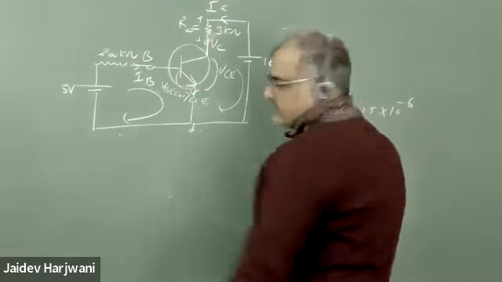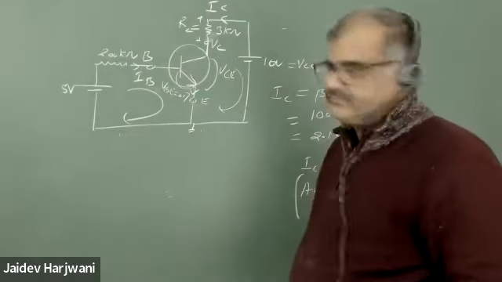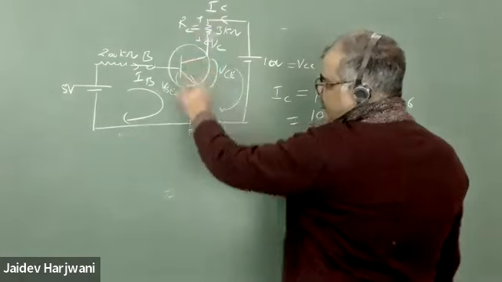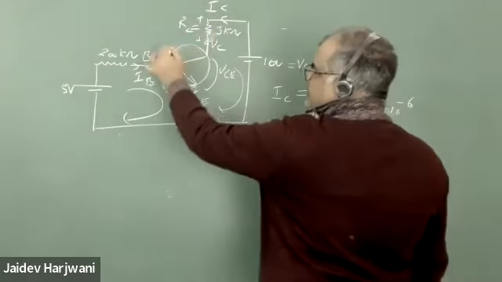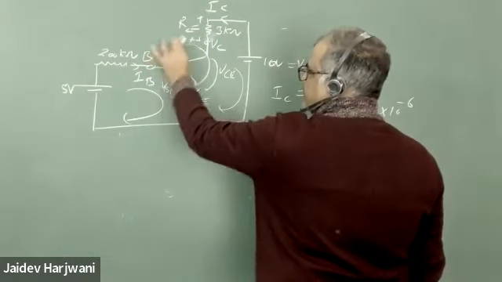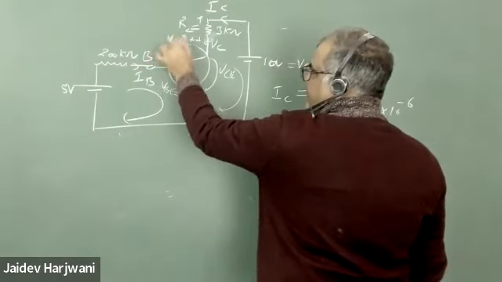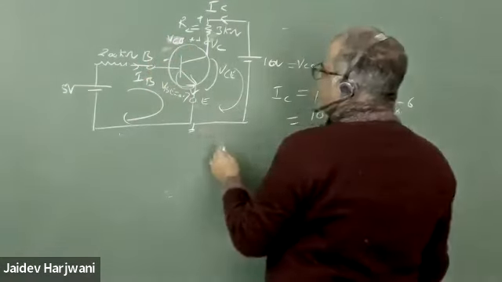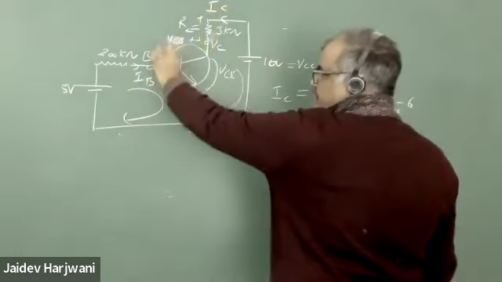VCB value should be positive or negative? Positive. Okay, so just now you have applied the loop like this. You can apply the loop like this also. So this is your VCB. The voltage between collector and base is called VCB, and this is VB. So you can take this loop.